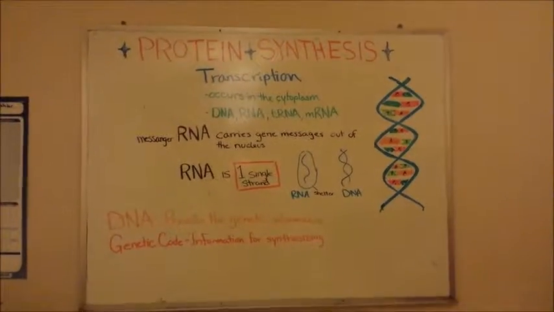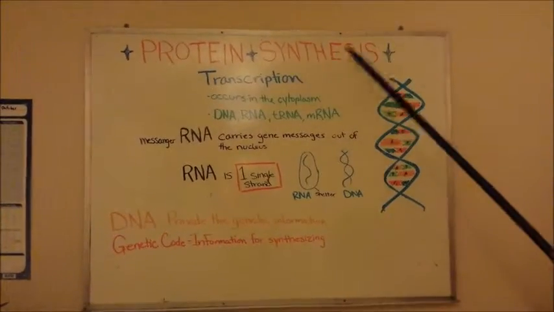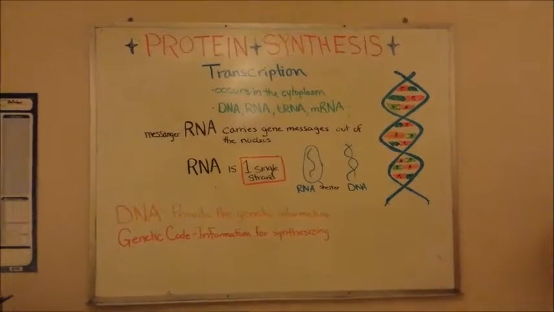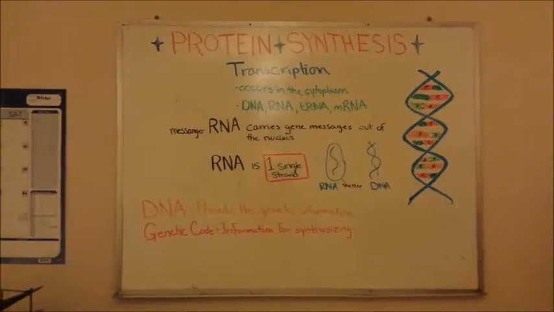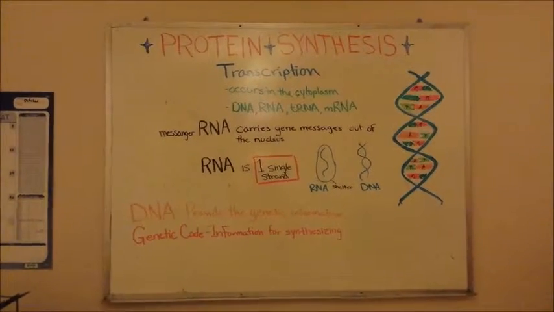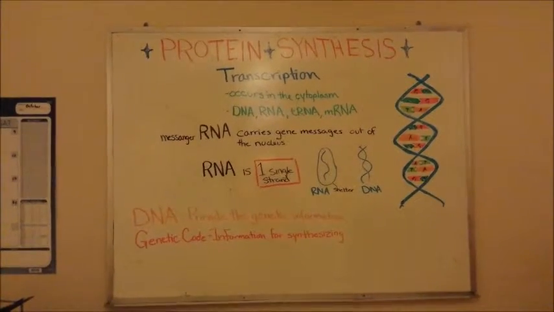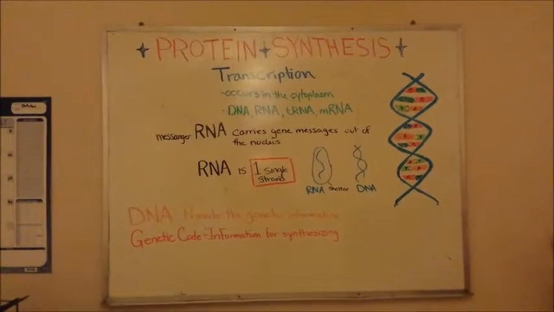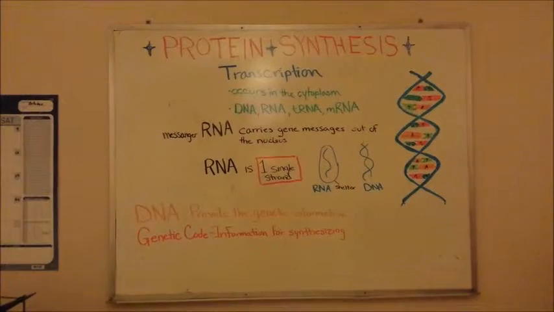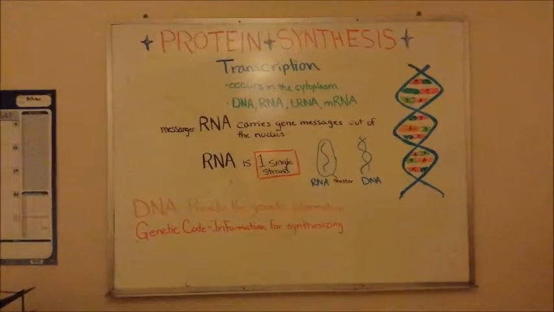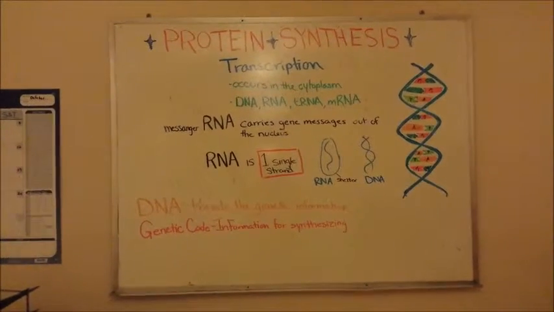Hi, so today we're going to talk about a little something called protein synthesis, okay? There's three parts to this that we're going to be talking about today. There's transcription, which is what you're looking at right now, translation, and there's also mutation. Now mutation's a little more in-depth and it's a little different, so we're going to go through transcription and translation first. So transcription actually occurs in the cytoplasm instead of the nucleus, and there are different things involved.